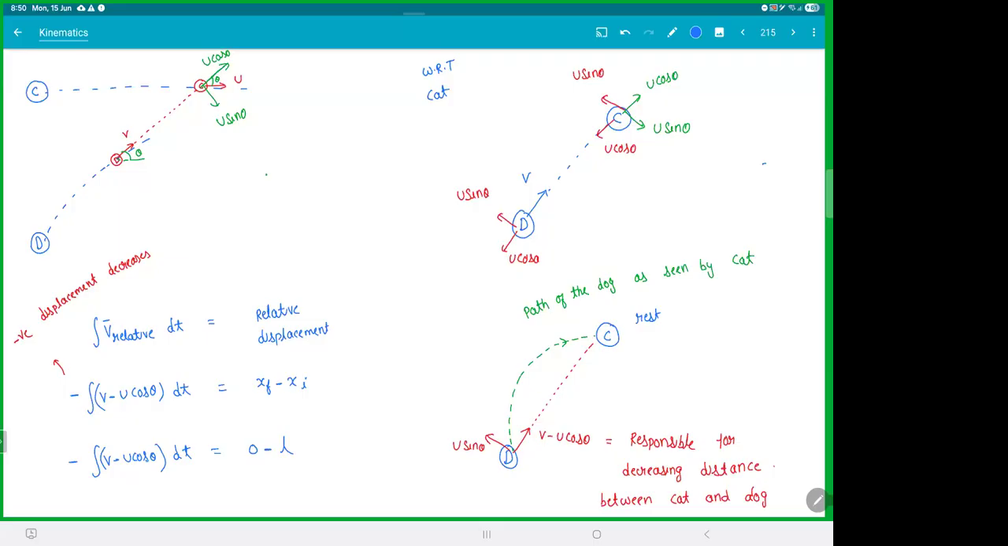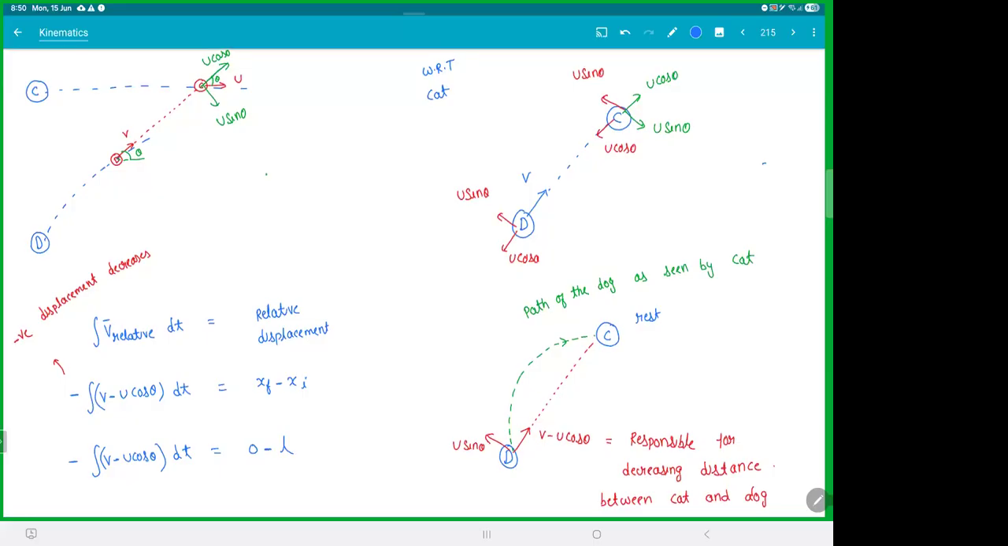Understand why, where is the minus coming? Because displacement is final minus initial. Finally, the dog is at the cat, so the final position was 0. See, now when you say relative displacement, the cat was the origin, isn't it? Cat thinks I am the origin. All distances are measured from the origin.